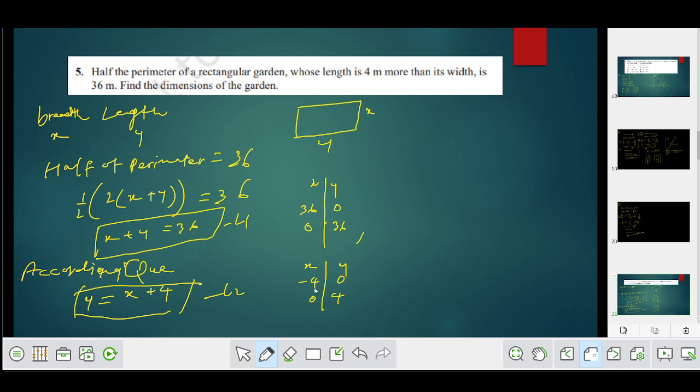And if we put x equal to 16, then y will be 6 minus 6, 0, 3 minus 1, 20. If we put x equal to 16, then y will be 20. Now we should draw the graph.